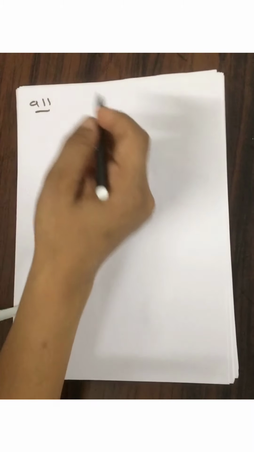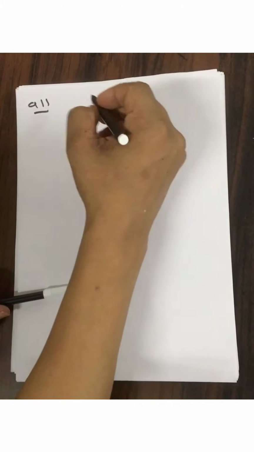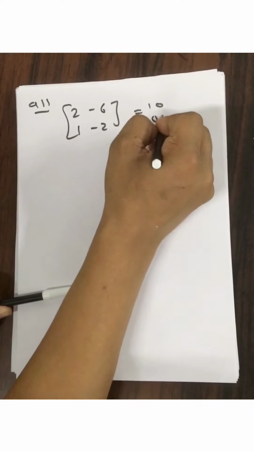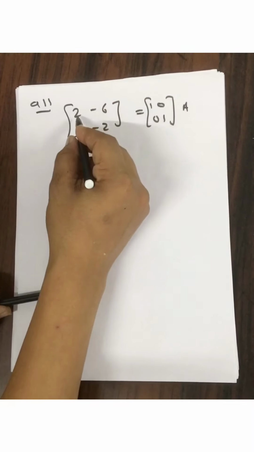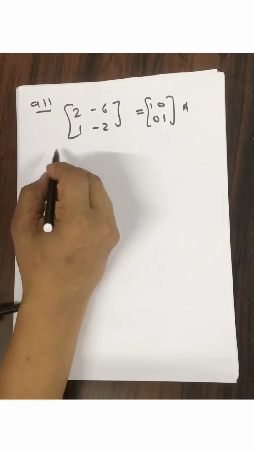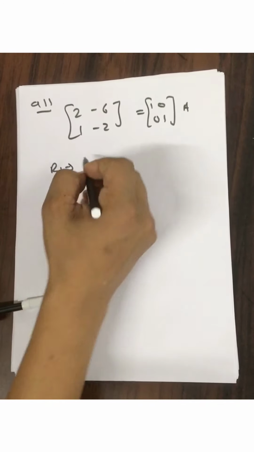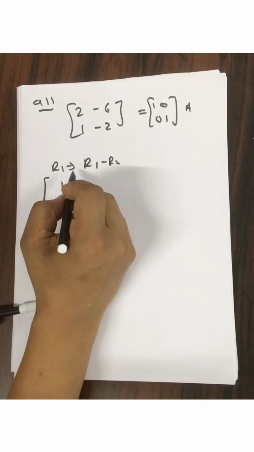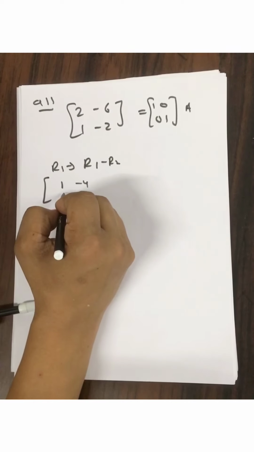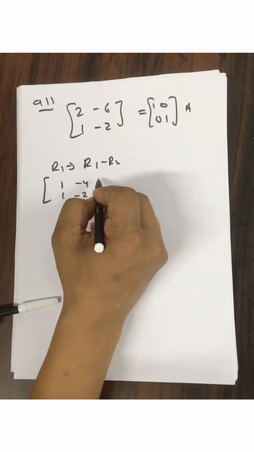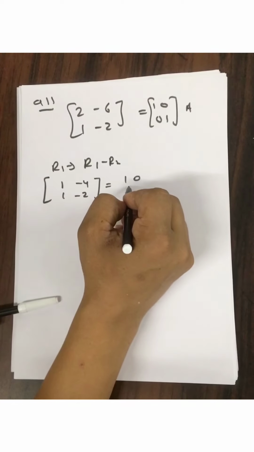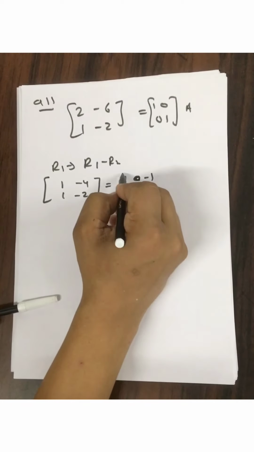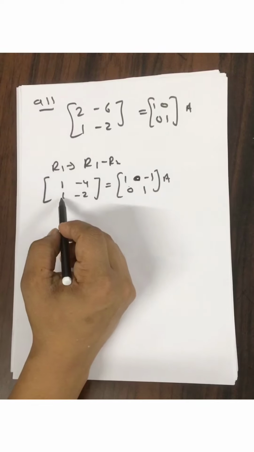Question number 11. What is question number 11? 2 minus 6 1 minus 2. Same process, equals to 1 0 0 1 into A. How to get rid of this 2? This 2 is there. So in R1 we can do R1 minus R2. Simple, no? So this will be 1 minus 4 and this will be 1 minus 2, equals to 1 0. No, it will be minus 1 and over here this will be 0 and 1, okay, into A.